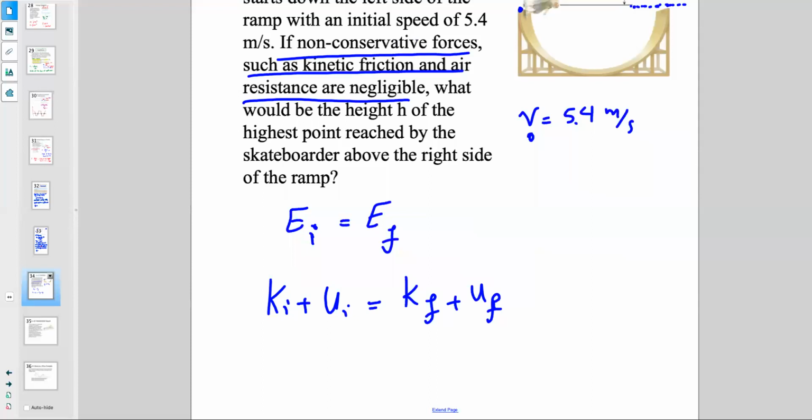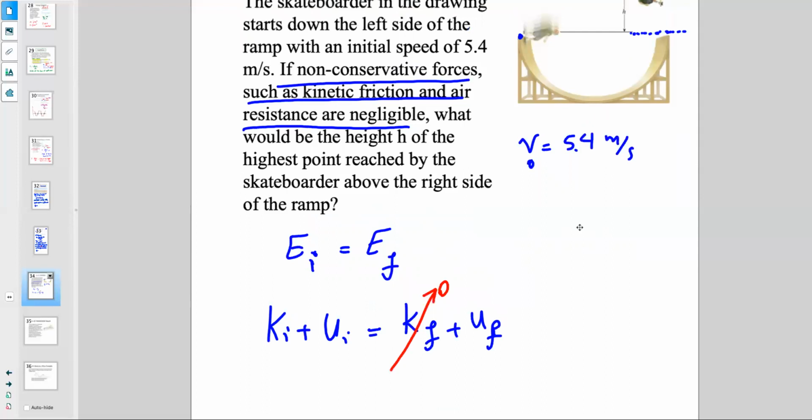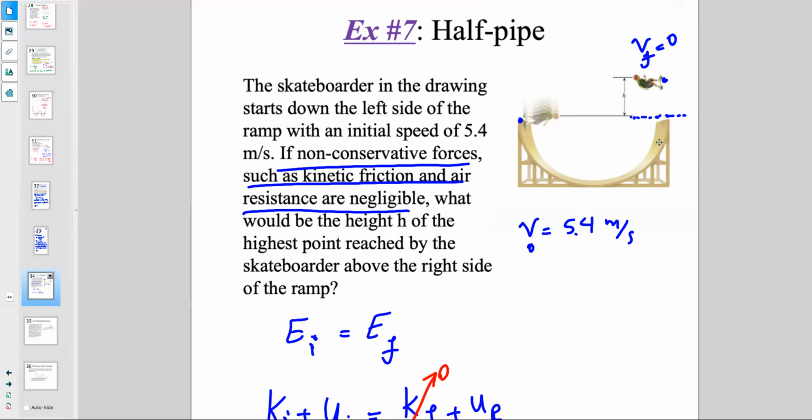So K of final is zero because the skater will eventually stop at some point, in the height H here, it will stop. So finally, it will stop in a vertical direction. There's no velocity anymore. And that's the point. It will be a momentary stop, by the way. He's not going to stay there for 2 minutes. It will be for a very short period of time, and then he'll fall back down again. But at that point, the velocity is zero, so the kinetic energy is zero.